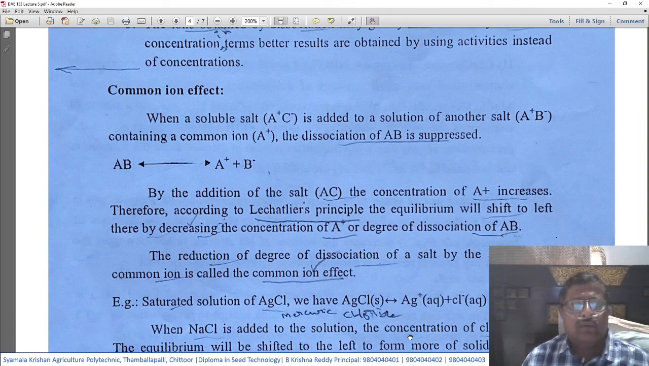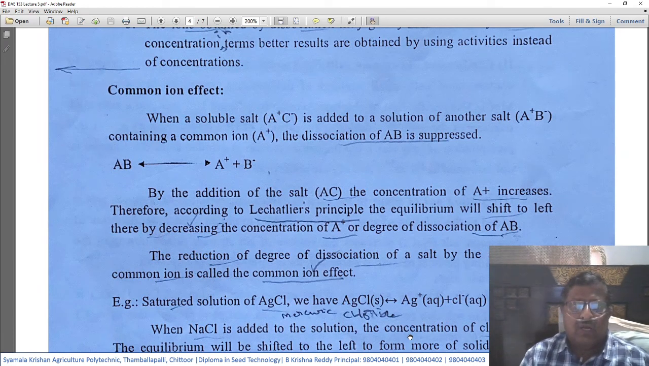Now, we are going to continue the second part of lecture number 5, commencing from common ion effect. What is the common ion effect?